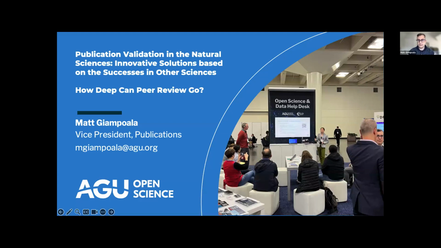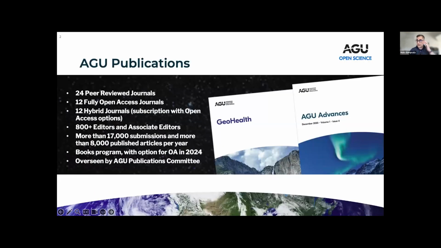AGU has a meeting of over 7,000 people in December. So a little bit about AGU. Our publications include 24 peer-reviewed journals. We've been moving steadily to increase our open access. So we have 12 fully open access journals, 12 hybrid journals, which are subscription journals with open access options.